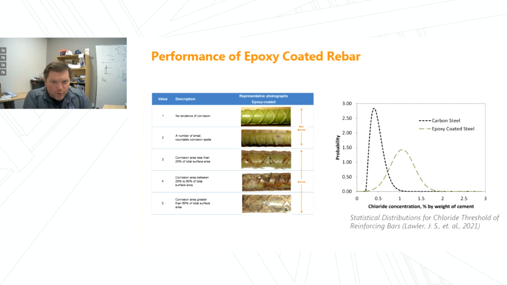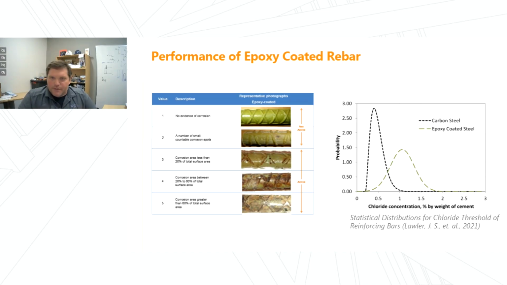Essentially, we were able to observe a range in the conditions of those epoxy bars, from essentially no evidence of corrosion to areas of widespread active corrosion, and then compared that corrosion condition to the chloride concentrations that were present above those bars. That helped us develop a corrosion risk distribution for epoxy-coated rebar.